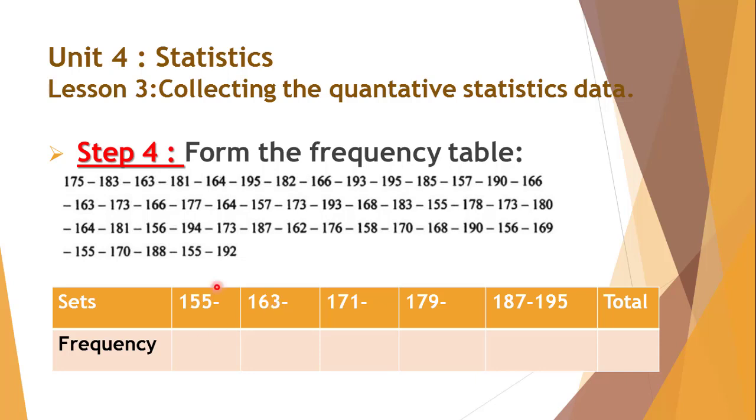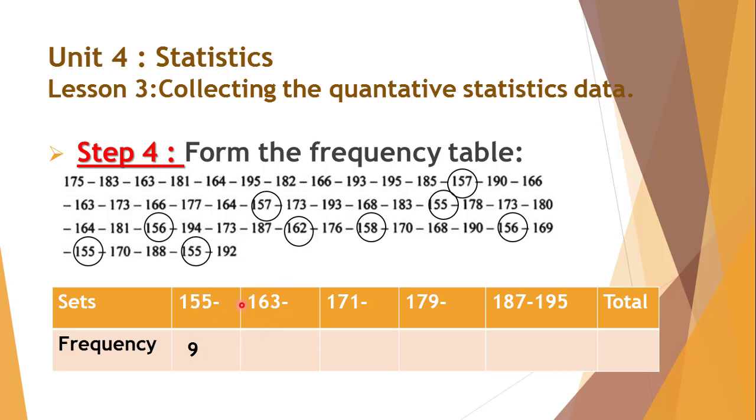Okay, so let's start to count. Look at here and count. From 155 to 162. Here we have, let's count together. 1, 2, 3, 4, 5, 6, 7, 8, 9. So we have 9 numbers between 155 and 163.